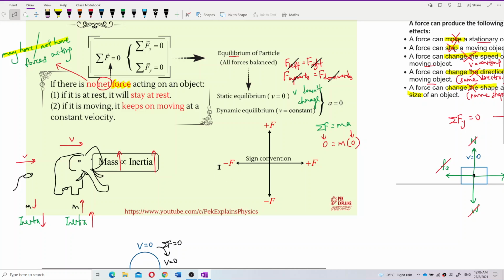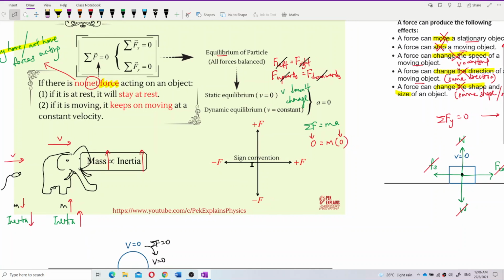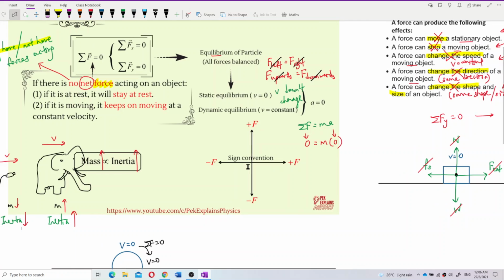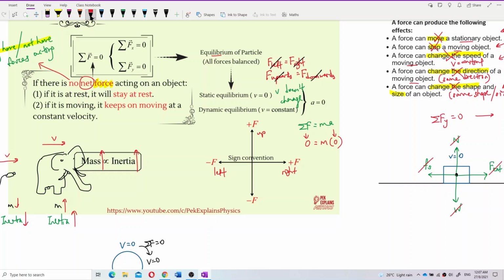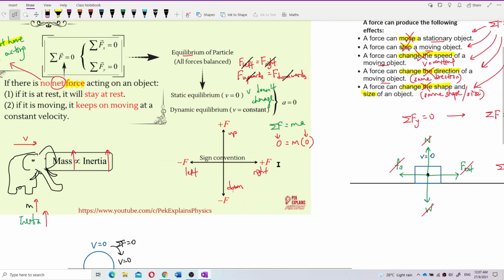Okay, sign convention. Lastly, I want to talk about the sign convention. Usually we take going to the right as positive and going to the left as negative. Going upward is positive and going downward is negative. We maintain that way, so it is very easy.